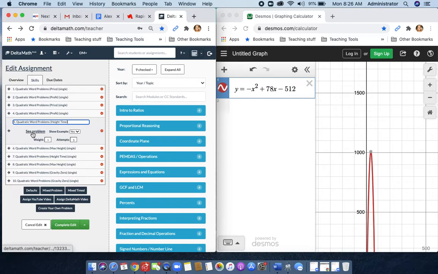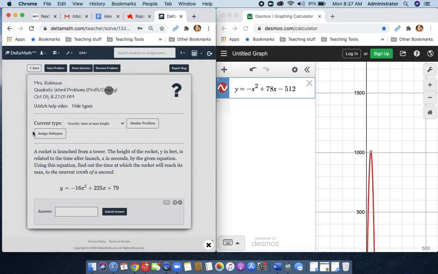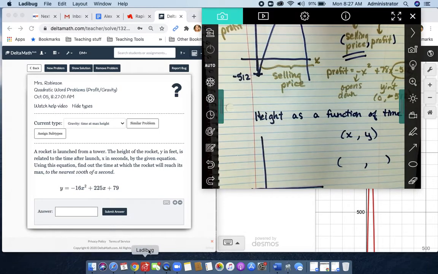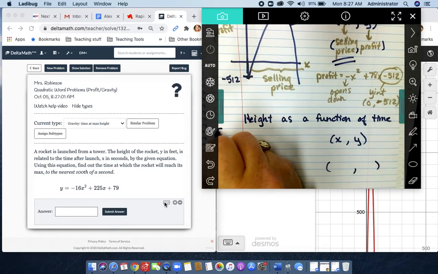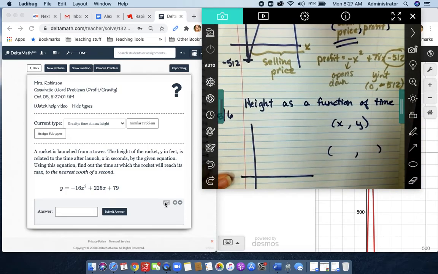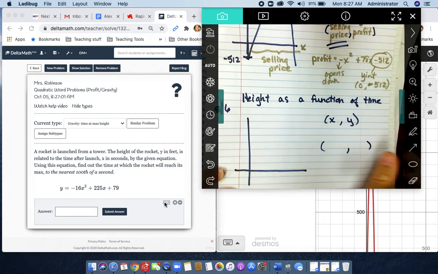All right, so hopefully you paused the video and did 3 and 4. We're now going to do numbers 5 and 6. Similar concept here, so I'm going to open back up to my notebook for 5 and 6 to understand this concept of height as a function of time.